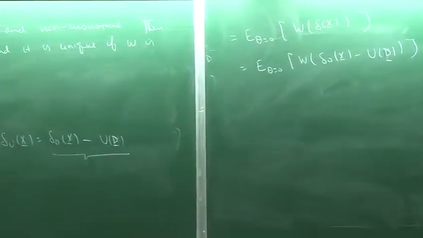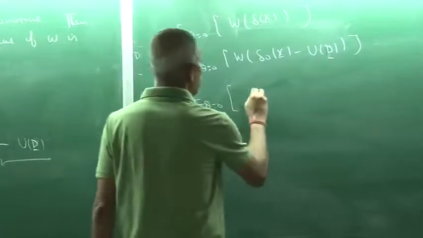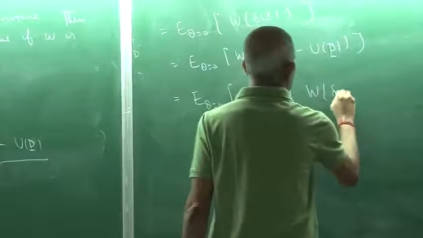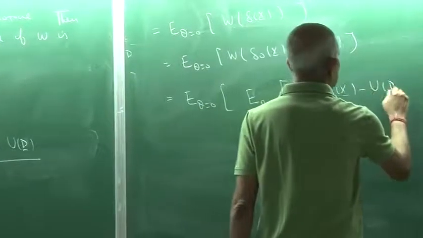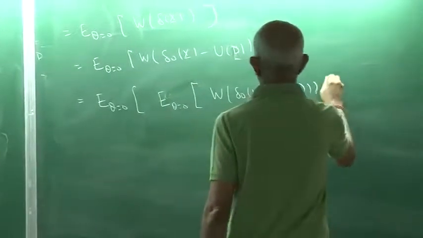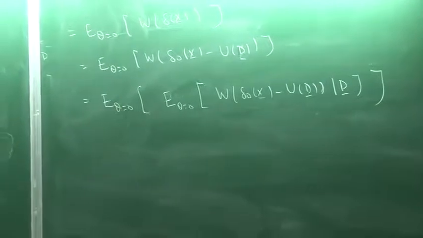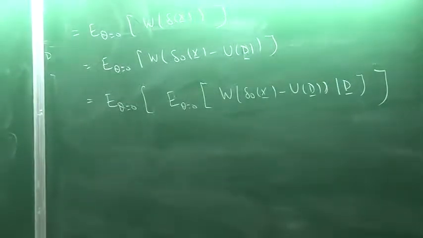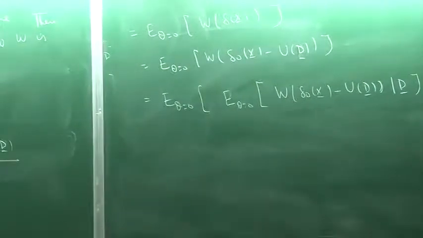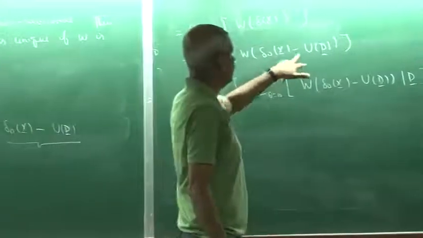So I write down this expectation as an expectation of a conditional expectation. This is the same as E at theta equal to 0 of E at theta equal to 0 of W of delta naught x minus u of d, given d. So it is an expectation of a conditional expectation. The inner expectation is with respect to the conditional distribution of x given d when theta is 0. So what I have to do is find a function u for which this is minimum.